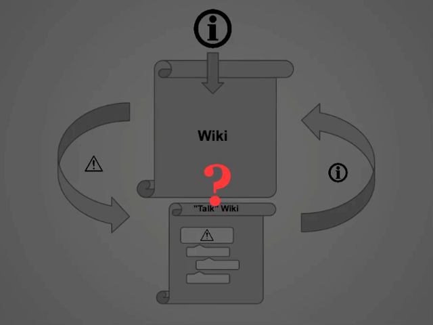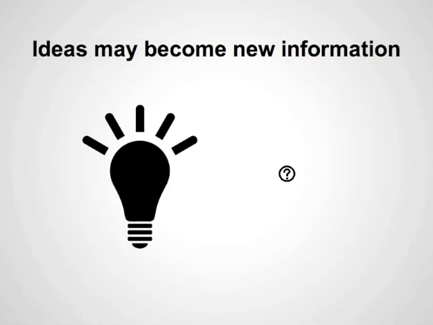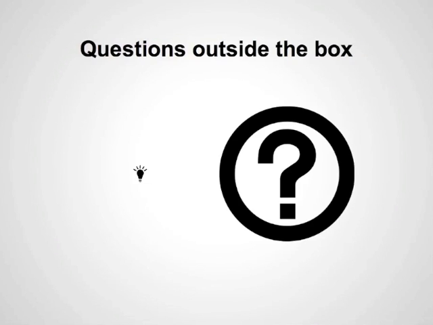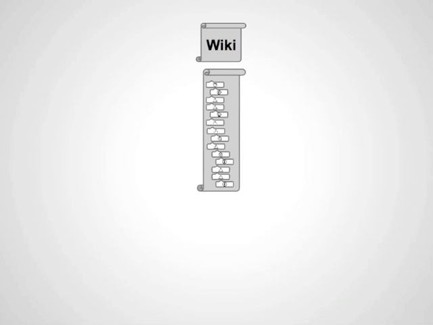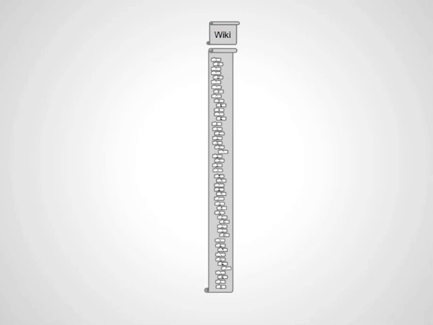We don't want to talk about information that exists. We want to talk about ideas that may become new information. We want people to ask us questions to help us think outside the box. So using our current formula for creating collaborative documentation, we have a discussion on our Wikitalk page. Soon that conversation may become cumbersome.